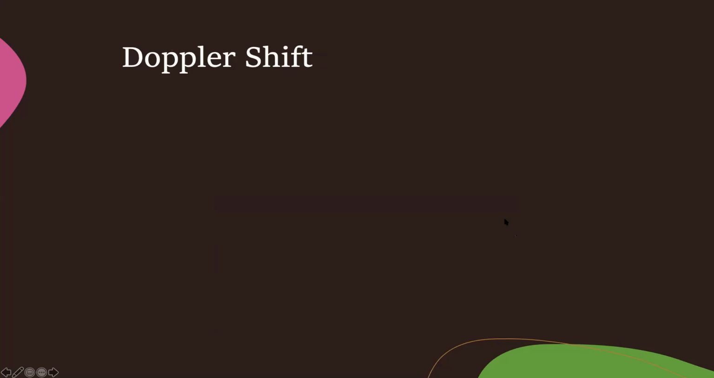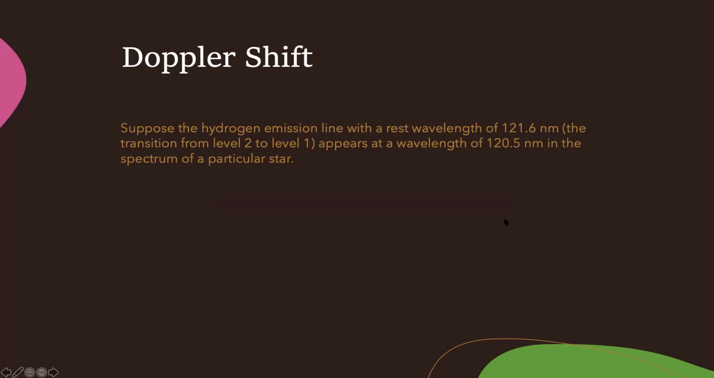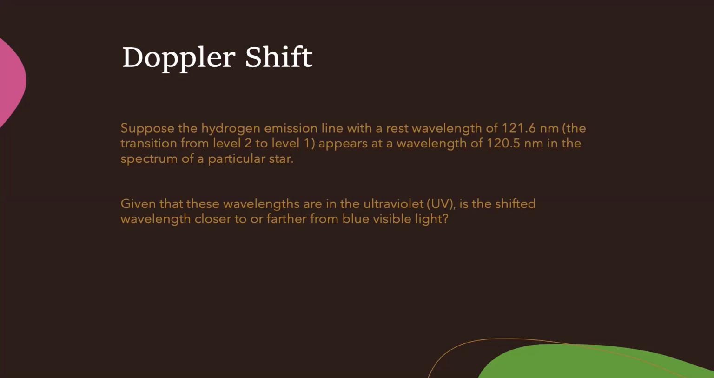So here's an example problem. Consider this one. There is a hydrogen emission line, which when it's at rest, corresponds to a wavelength of 121.6 nanometers. But when we're looking at this hydrogen emission line coming from a star, we notice that it has a smaller wavelength, only 120.5 nanometers. So a 1.1 nanometer decrease in its wavelength.